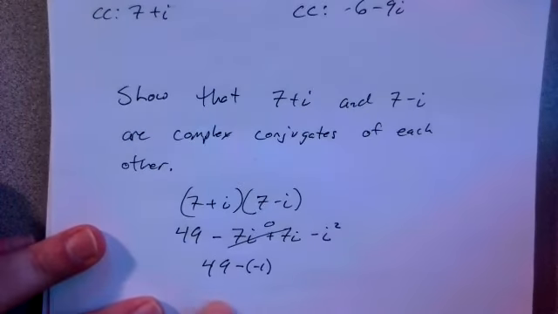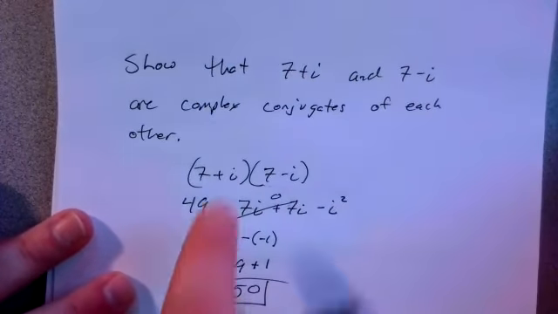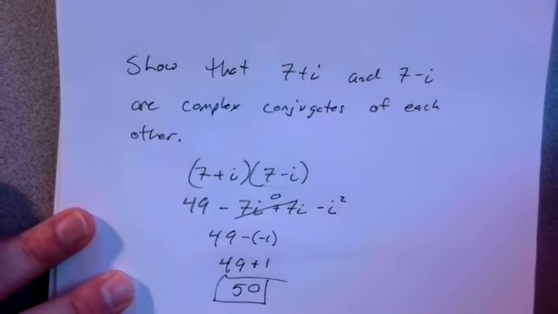And when you subtract a negative, you're really adding a positive. So it would be the same thing as saying 49 plus 1, which is 50. Right? So it turned into a real number. So that means that 7 plus i, 7 minus i are indeed complex conjugates of each other.